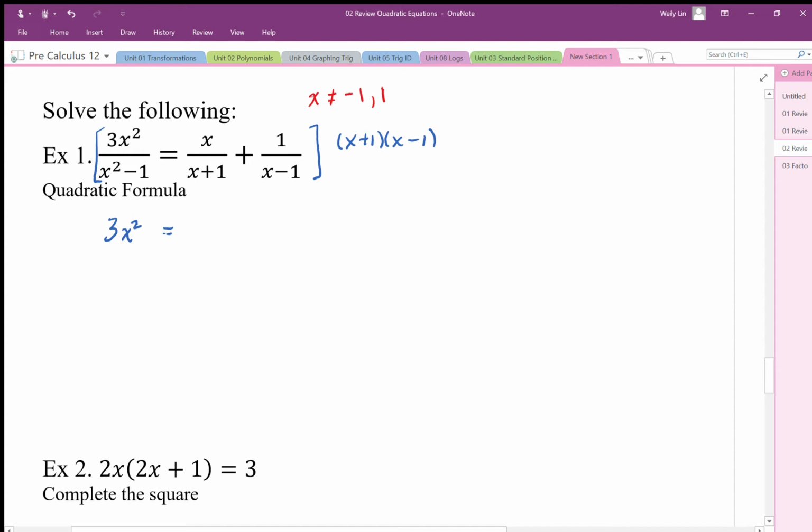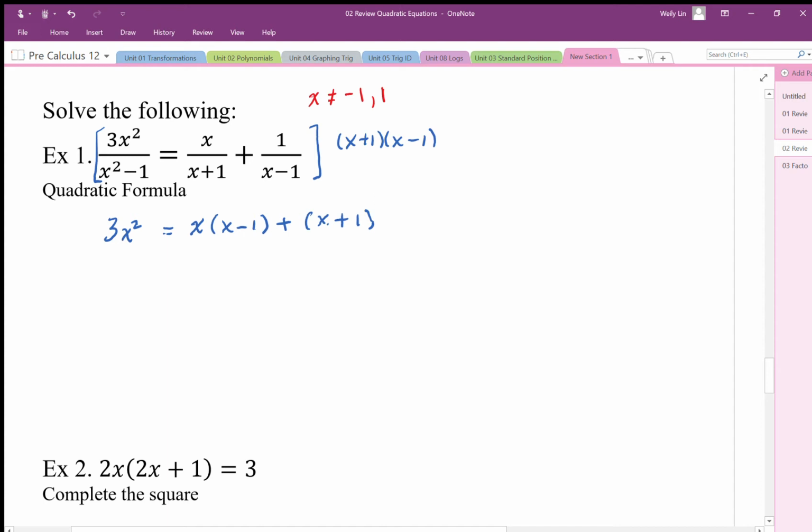Equals. So here, when I multiply by x plus 1, x minus 1, the times x plus 1 and divide x plus 1 cancels, so I'm just left with the x up top and this x minus 1 which did not cancel out. Plus, okay, here the x minus 1's cancel. This x plus 1 doesn't cancel, so I end up with 1 times x plus 1, so that's just going to be x plus 1.